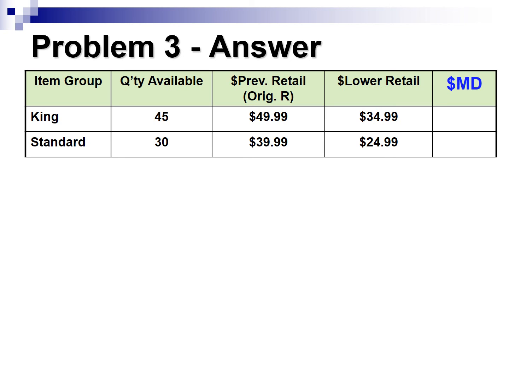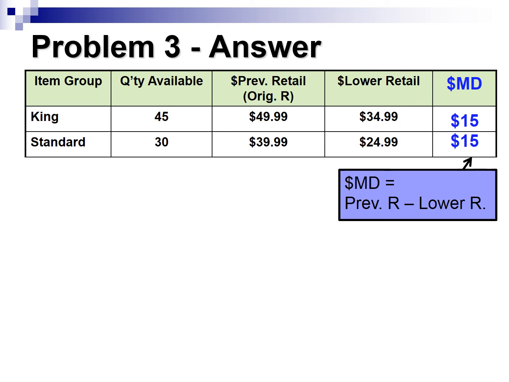So for each case, we should be able to calculate the dollar markdown for each individual king and standard pillow. How do you calculate that? That's right. Dollar markdown is the difference between the previous retail and lower retail. So subtract the lower retail from the previous retail. For both cases, it was $15. $49.99 minus $34.99 was $15. $39.99 minus $24.99 for standard size, that will be again $15. So for both cases, we happen to have $15 dollar markdown equally.